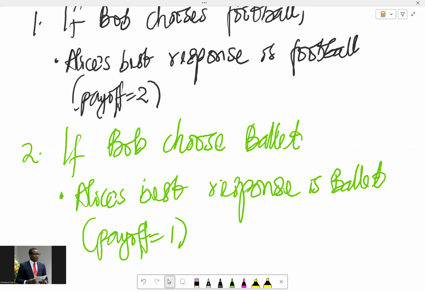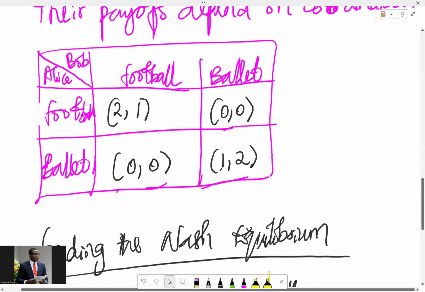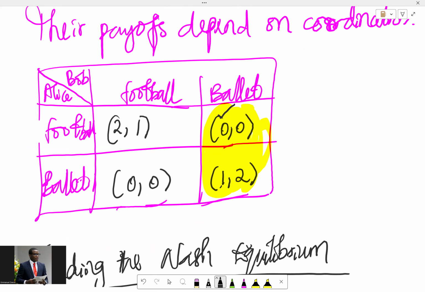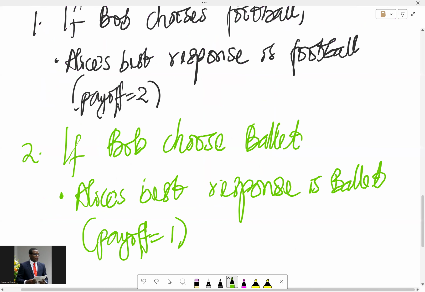Imagine this is the situation here. If Bob chooses ballet, this is what we have. This is Bob choosing ballet. And in that case, Alice either chooses football and gets 0 points, or she chooses ballet also and gets 1 point. So in choosing ballet, she's better off with 1 point compared to 0 points. So in that case, her best bet is also to choose ballet.